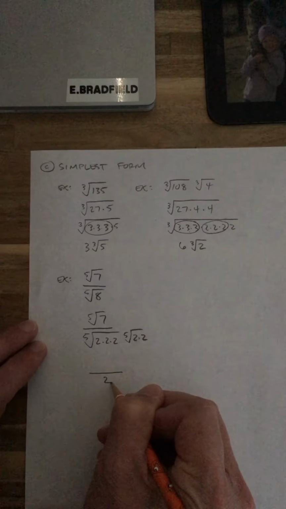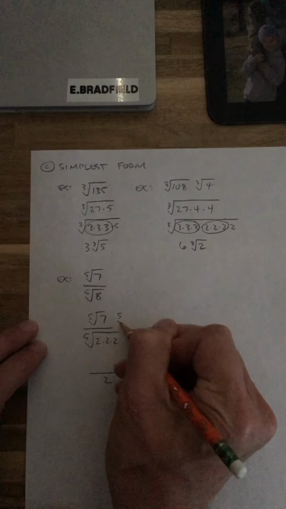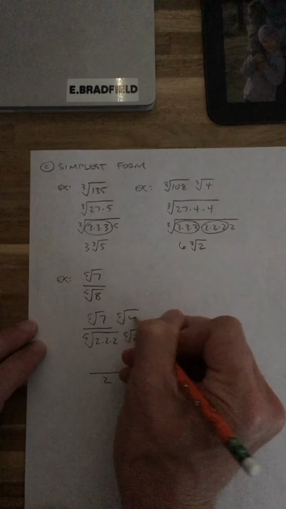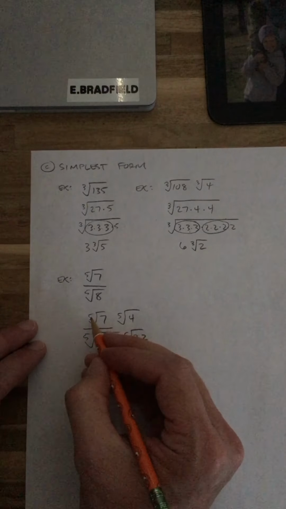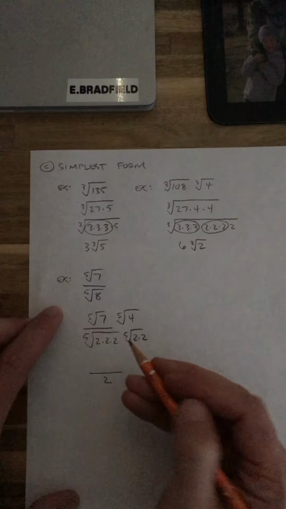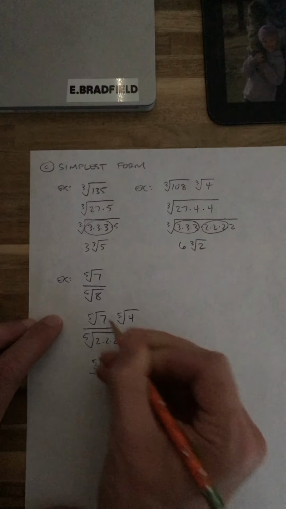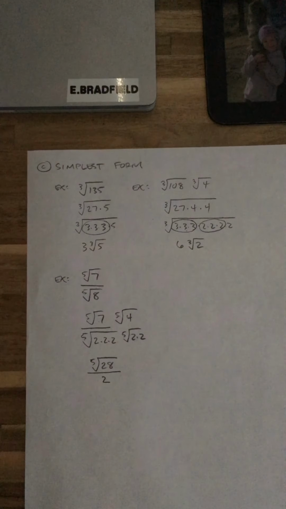Just a 2. Okay, and then up here, if I put one of these down here, I also need to put one up here. The 5th root of 2 times 2, that's 4. Okay, the 5th root of 2 times 2 is 4. And now look at my numerator. I have the 5th root of 7 times the 5th root of 4. Since I'm taking the same root, it's going to be the 5th root of 7 times 4, which is 28. Okay, so that's how those work.